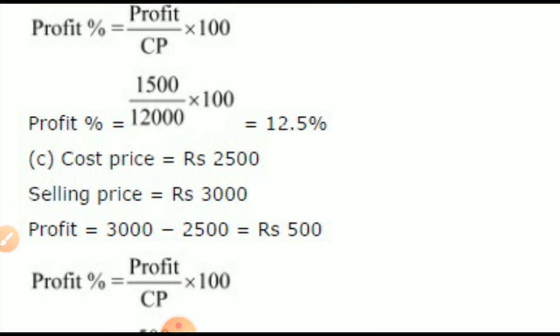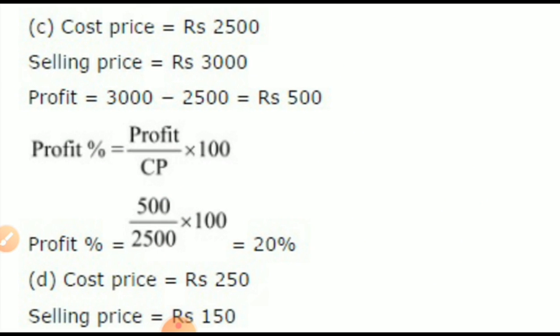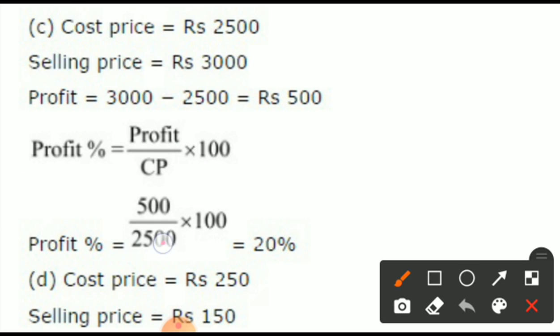C. CP is 2,500 and SP is equal to 3,000. Here SP is also more, which gives you a profit. The profit is 500 rupees. So 500 upon 2,500 gives you 20%. How? Simple. These 2 zeros cut, and these 2 zeros will cut.